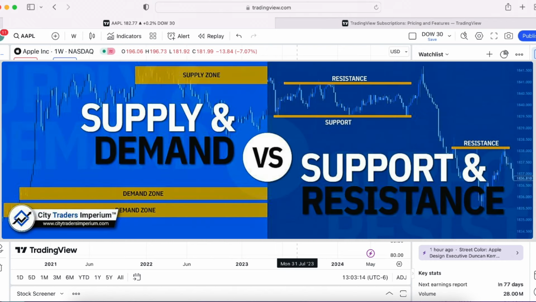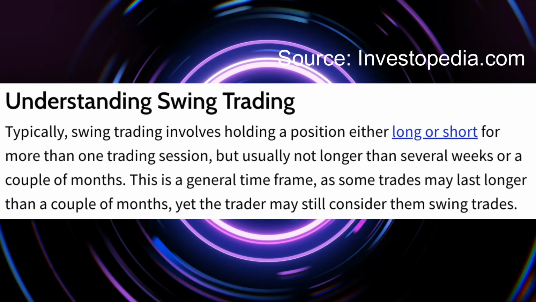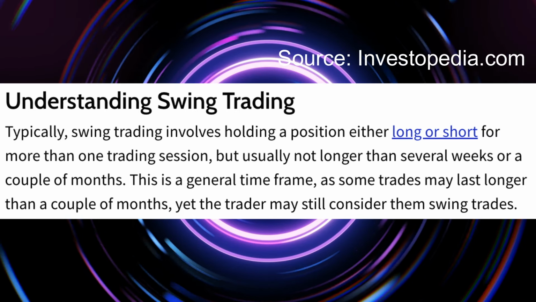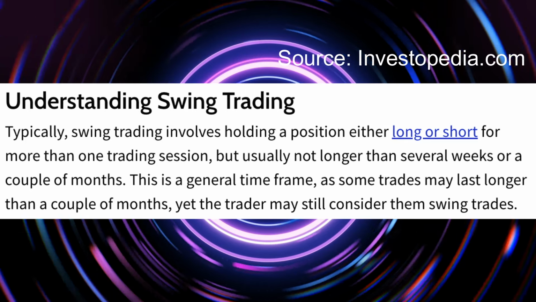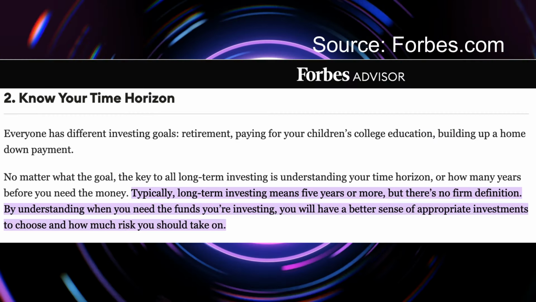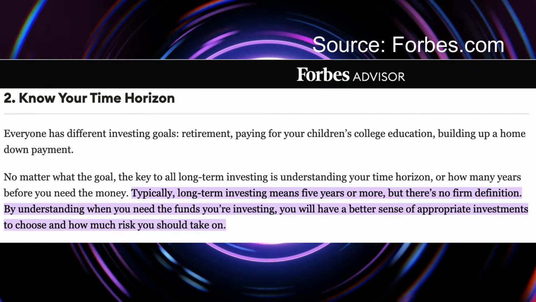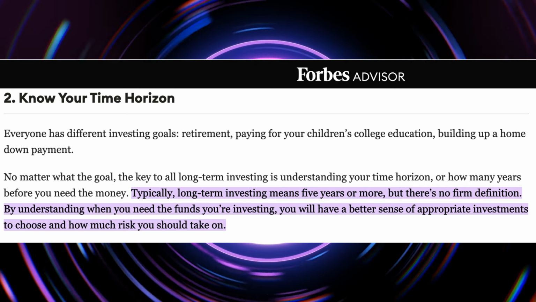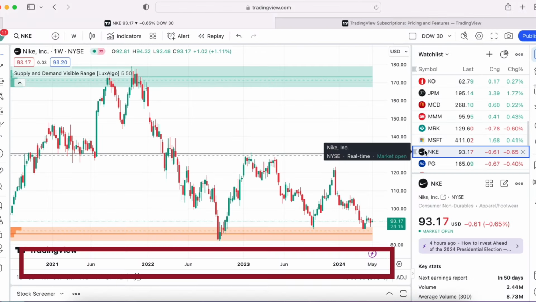But within this supply and demand, there are many small support and resistances, as you can see. People who do swing trading hold their position for a few weeks to a few months. And for long-term investing, the holding period is over 5 years. But for our discussion, we will use 3 to 4 years for long-term investment. We will use the weekly chart for long-term investment of about a 3 to 4 year window.